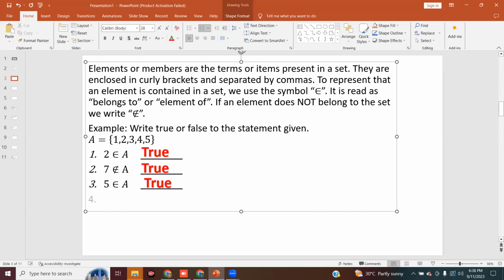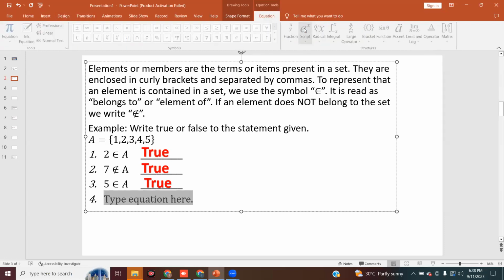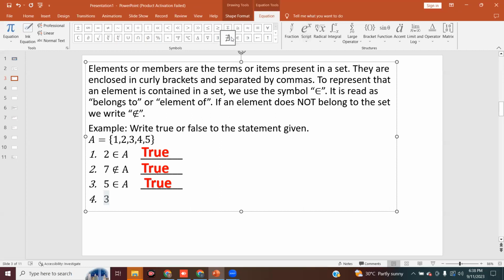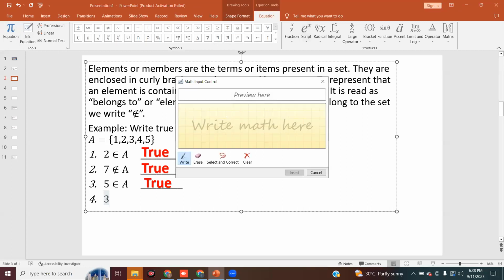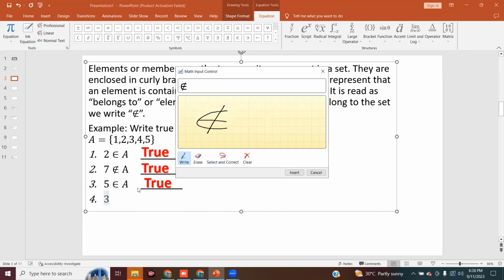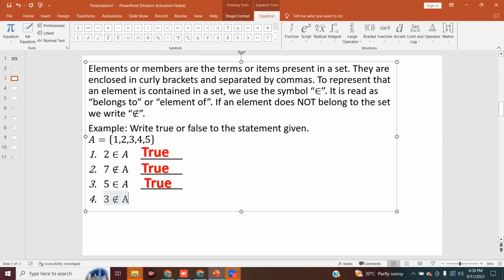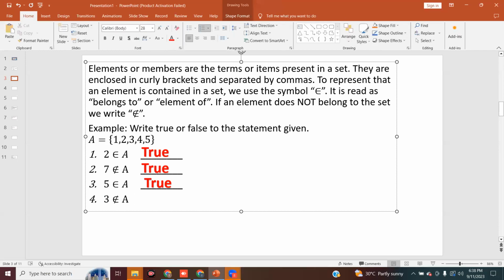And last but not least, let's do number 4. 3 is not an element. Let's use that symbol. So 3 is not an element of A. Is that true or false? 3 is not an element of A. Is that true or false? Put your answer inside the chat for me, please.